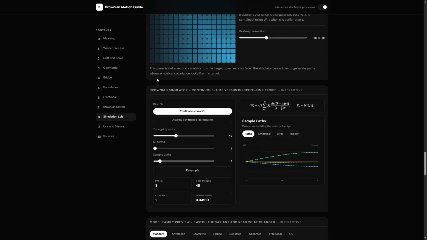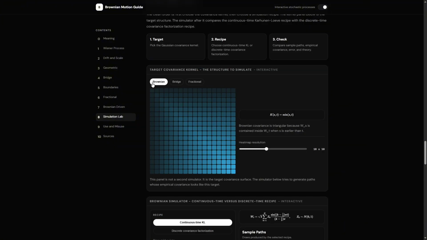There are two completely separate things you choose. First, you pick your target, meaning what structure you want your random path to have. Second, you pick your recipe, meaning what algorithm you are going to use to actually generate paths that have that structure. So does the recipe actually produce what the target says it should?